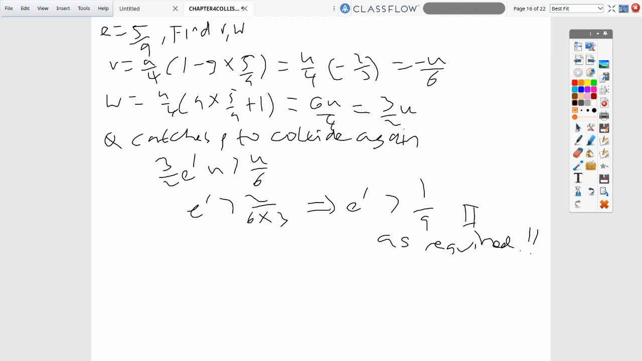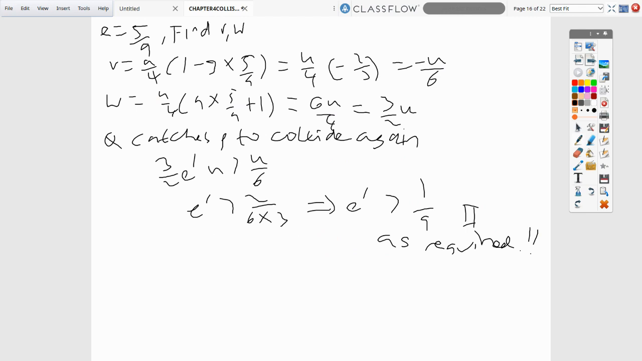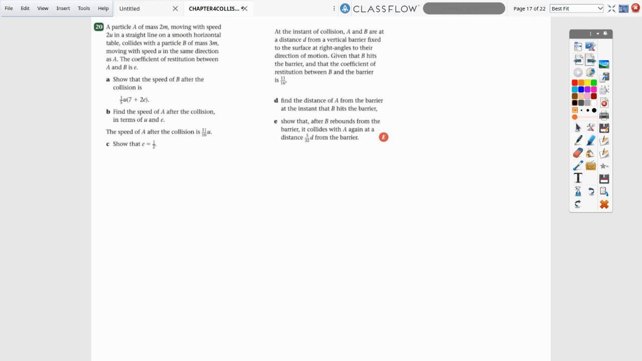Okay. So that is more of a complicated example there, where we're looking at several collisions. But it's similar to stuff you know from before. It's using a bit of common sense to work out that because Q will catch up to P to collide again, you can set up that little inequality, and then you can get it out from there. Okay?